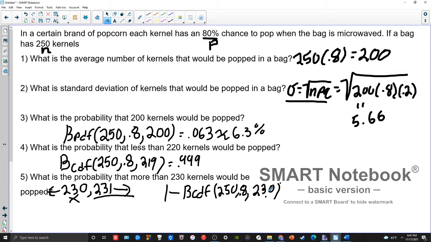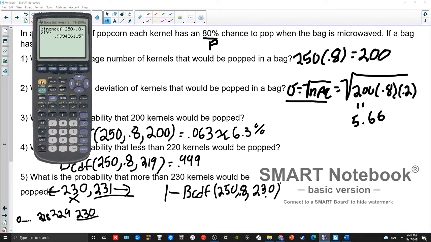If I put a 229 in there, I would get rid of 229, 228, and everything down there all the way down to 0. But I would still have the 230. But once again, ask yourself, is 230 more than 230? No, it's not. So I want to get rid of this. I have a number here I still need to get rid of. So I'm going to start at 230, go all the way down to 0, and then take all those probabilities out of the equation. So it looked like this. It'd be 1 minus binomial CDF, 250, 0.8, and this would be 230. Boom. So a very small amount: 4.69 times 10 to the negative eighth.